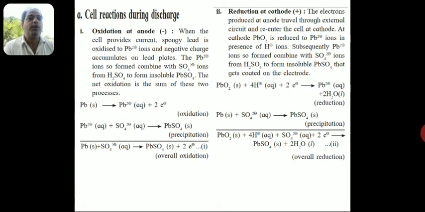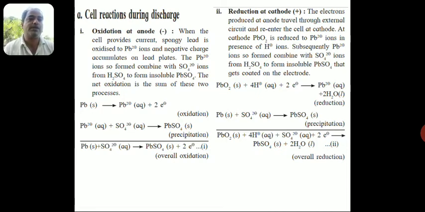So for that Pb2+, again there is a little printing mistake in the second reaction of reduction, where only Pb is written. There should be Pb2+, that is the product of the first reaction. Pb2+ plus SO4 2- will form PbSO4. Again, here also the precipitation of PbSO4 takes place. So the net reduction reaction is PbO2 plus 4H+ plus SO4 2- plus 2 electrons gives PbSO4 plus 2H2O.